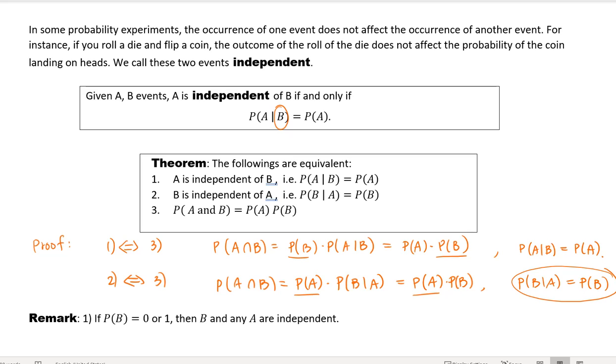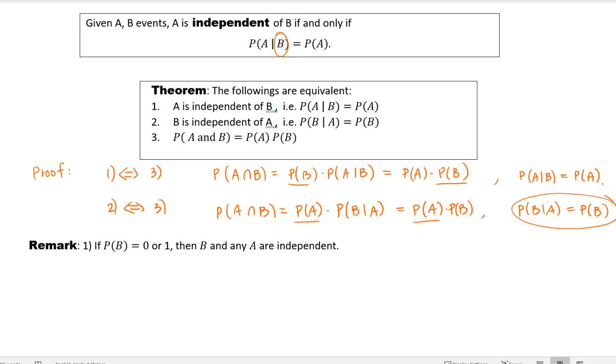Alright, let's continue. Remark: if P of B equals 0 or 1, then B and any A are independent. Why is that? Let me show you.